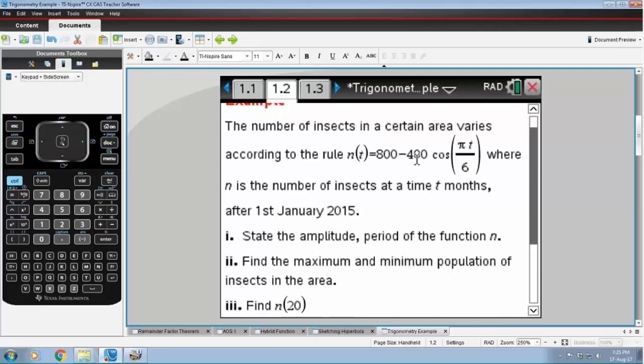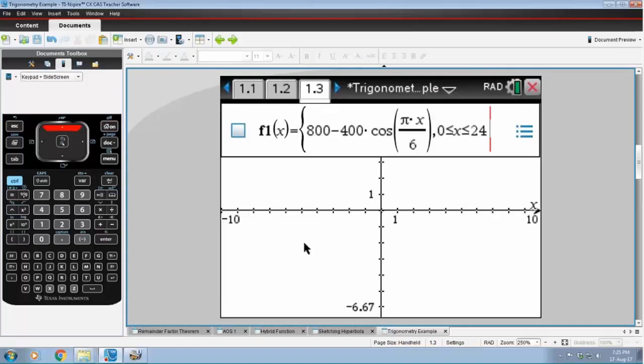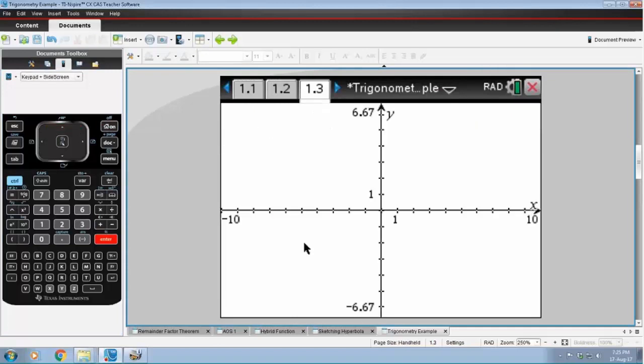and the minimum is 400. So if I want to sketch this graph now, I'll open up a new graphs page, and pressing up arrow, I'll see the graph. Now, this is where a lot of students start panicking. We don't see a graph here. We should be seeing a graph. The reason we're not seeing a graph is because my window settings are not quite right.